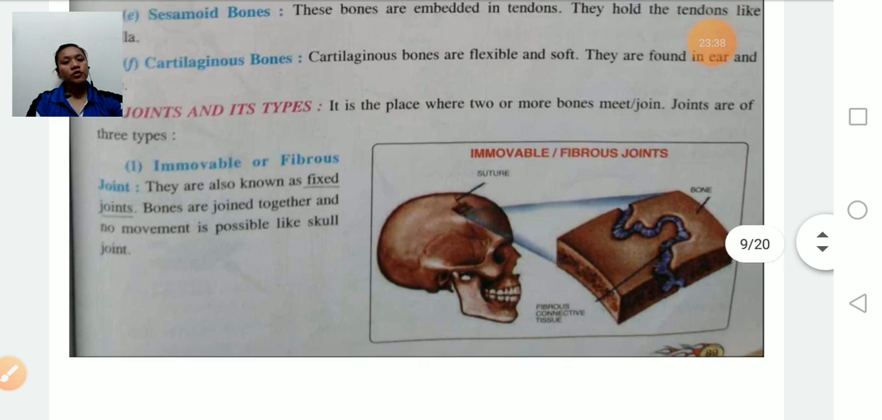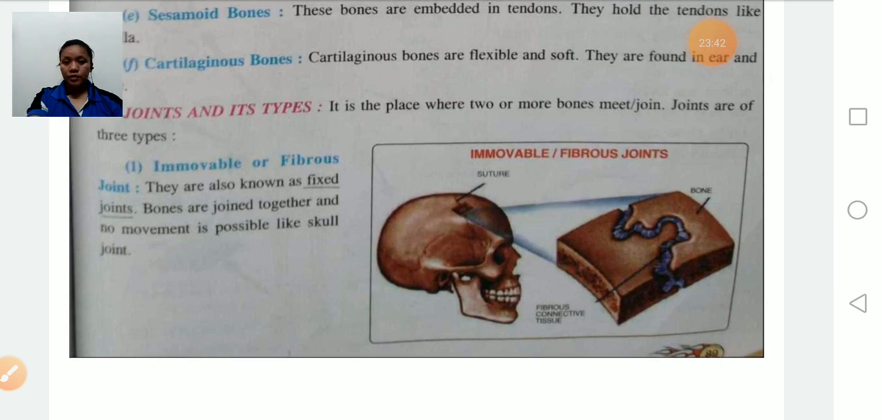Next is joints and their types. What is a joint? A joint is the place where two or more bones meet or join. Joints are of three types: immovable joints, slightly movable joints, and freely movable joints.